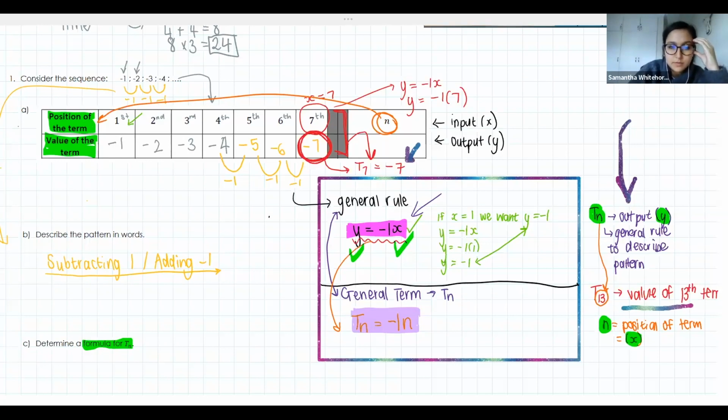Ma'am, will this be in the June exam? It depends if you have done number patterns yet at school. Some schools are different. Some schools have done patterns, some haven't. It will depend on your school. But if you have done it, then yes.